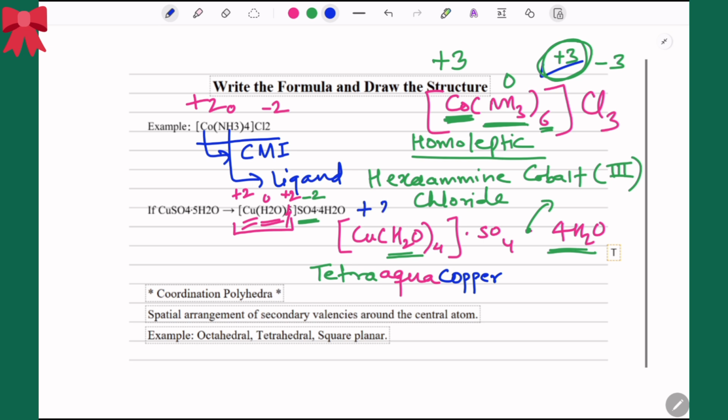What is the oxidation state? We just now discussed, it is 2. So we will write it in the Roman numeral 2, right? And what is the name of the anion? The name of the anion is sulfate. So just write down sulfate. And there are water molecules also. If you want to write, you can write down tetrahydrate. Tetrahydrate. So this will be the IUPAC nomenclature of this compound.